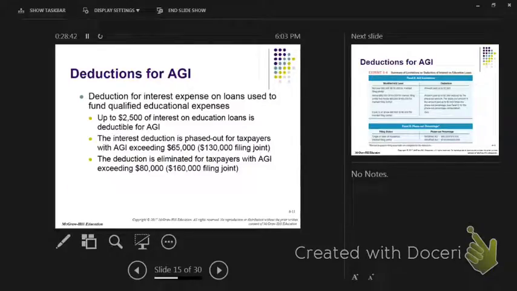So interest expense, you can deduct up to $2,500 of student loan interest expense on your taxes. It is subject to phase out. There is a schedule that you have to look at. It's not just that I can do what you do. I'm going to show you what it is in a second. It is phased out based on $65,000 for single, $135,000 for joint. It stops completely at $160,000 for joint filing. So this is what it looks like.